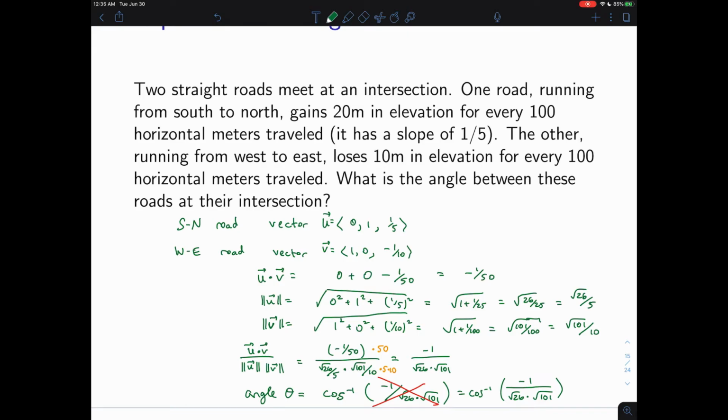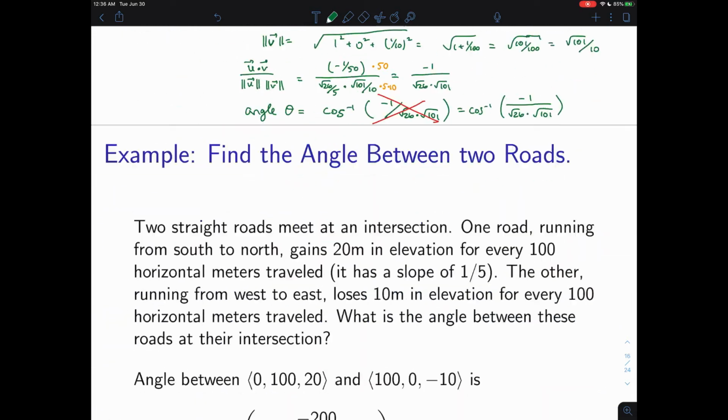Okay, well, there's all kinds of things we could do to simplify that. We could actually multiply these square roots together. We could type it into a calculator and get the decimal, but I leave that to you. You get the idea. Right now, I'm just going to leave it as an exact answer.